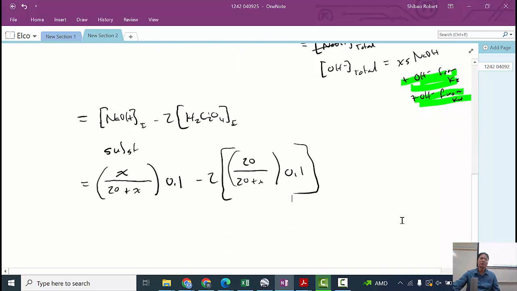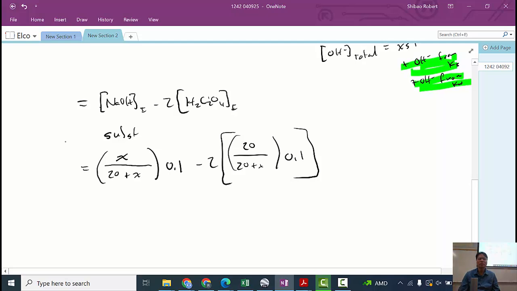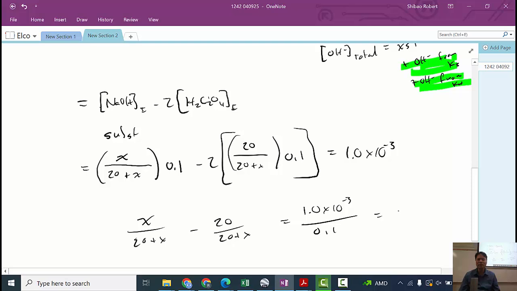Right, so that was my mistake earlier. And so I'm just going to factor out the 0.1. And this is going to equal 1.0 times 10 to the minus 3. So factor out the 0.1 and divide both sides by 0.1. And so we're going to get x over 20 plus x minus 20 over 20 plus x is equal to 1.0 times 10 to the minus 3 divided by 0.1, which is going to equal 1.0 times 10 to the minus 2.